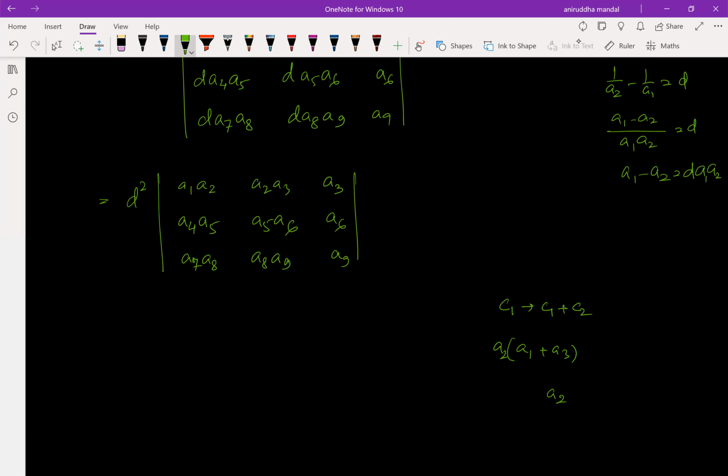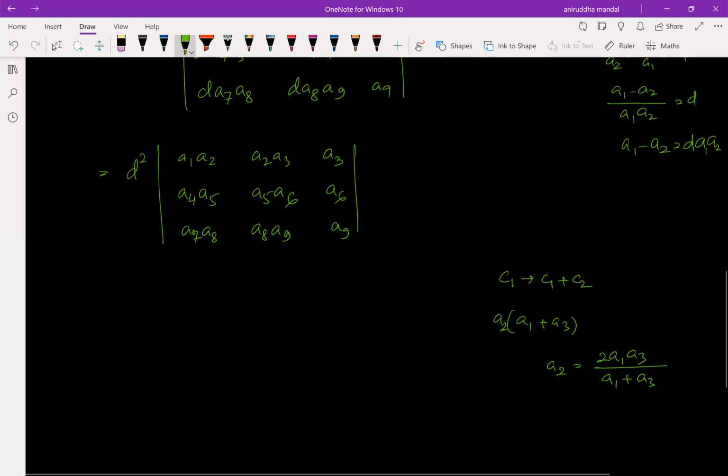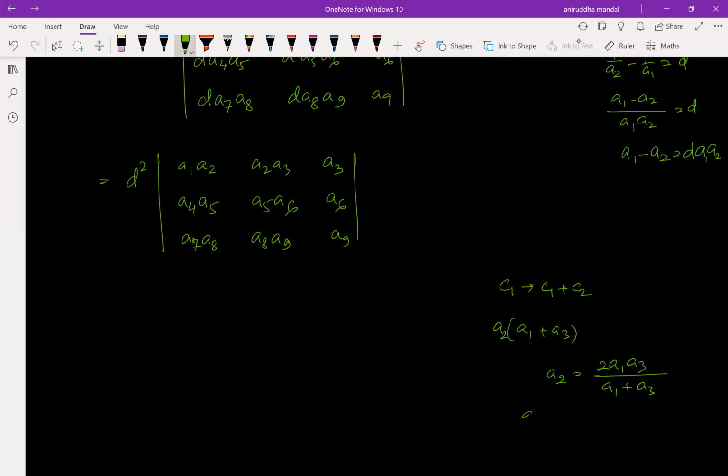So A2 is the HM between these two numbers, A1 and A3. So A2 can be written as 2A1A3 by A1 plus A3. So A2 into A1 plus A3 equals 2 into A1A3. So similarly, all this expression can be written as, let me write this first.